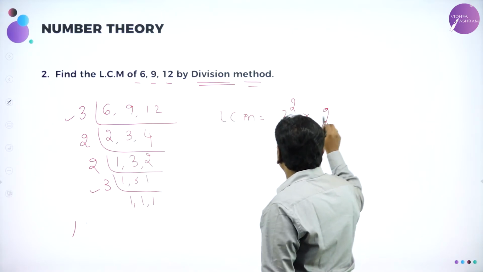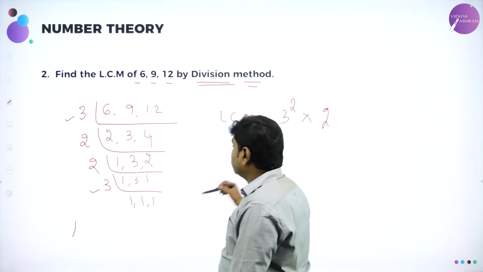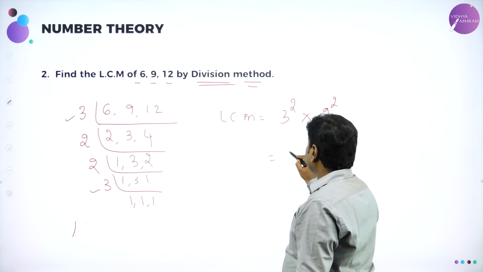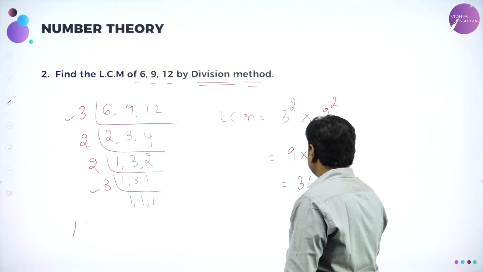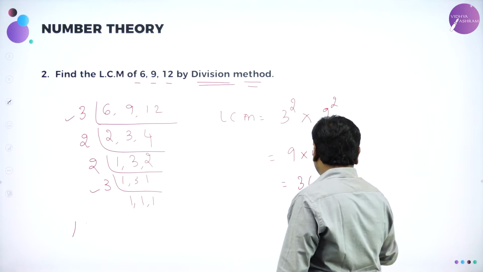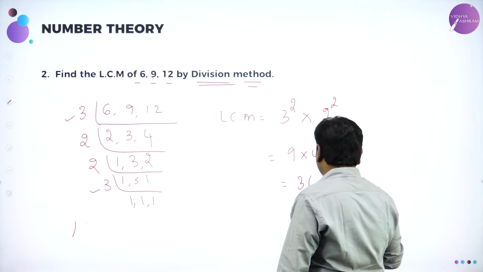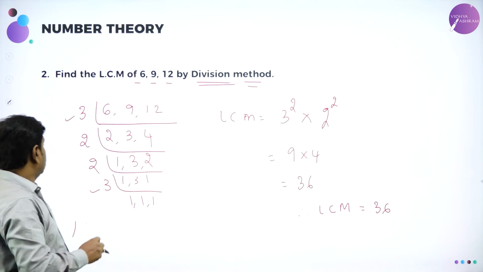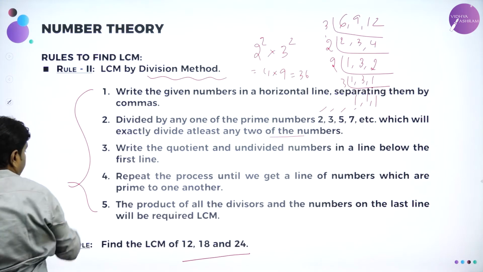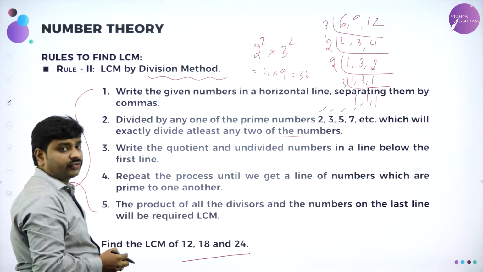2 occurred how many times? 2 occurred 2 times. 2 power 2. What is 3 square? 9. What is 2 square? 4. 9 4s are 36. Therefore LCM is 36. So now you got LCM by what method? Division method.